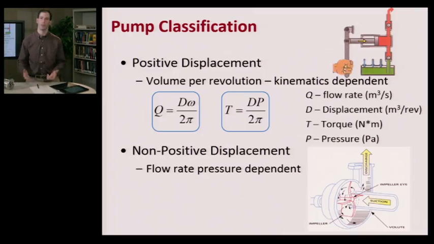And so because of that, I can write these two equations for the flow rate, Q, in terms of the volumetric displacement, that's how much volume is passed through the pump for every revolution, multiplied by the angular velocity, and then I just have 2 pi to convert between radians and revolutions. And the same with the torque of the pump in terms of the pressure and the displacement. So these are idealized relationships between pressure and torque and flow rate and angular velocity, purely through the kinematics of the pump.